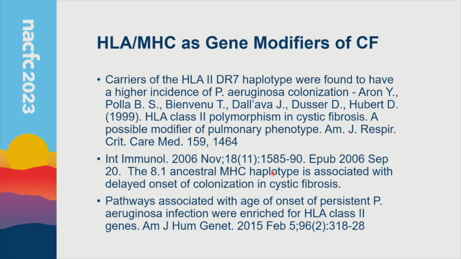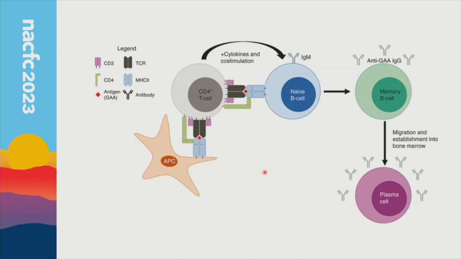So we know from the gene modifier studies that there's a strong signal with HLA class 2. And not only in terms of lung function, but also in terms of age at first culture of Pseudomonas. And just to remind you what class 2 does, class 2 presents antigen to CD4 T cells and drives CD4 T cell responses, but it's also important in generating antibody responses.